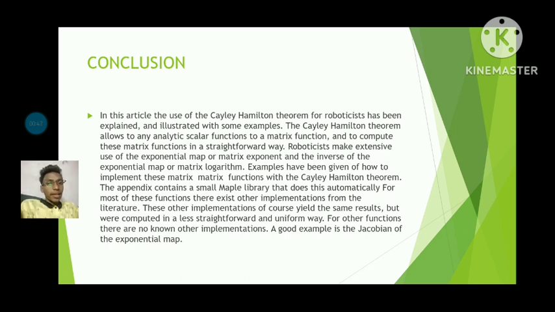The appendix contains a small Maple library that does this automatically for most of these functions. There exist other implementations from the literature. These other exponentials of course yield the same result but were computed in a less straightforward and uniform way. For other functions there are no other implementations. A good example is the Jacobian of an exponential map.